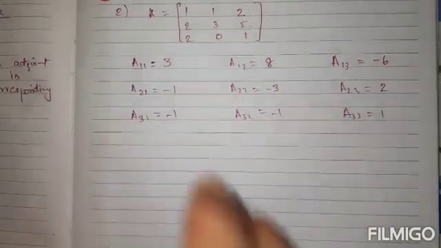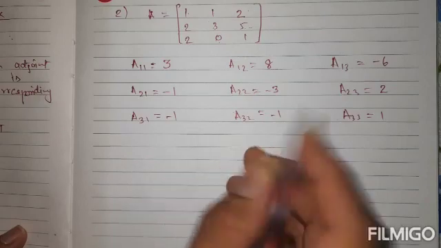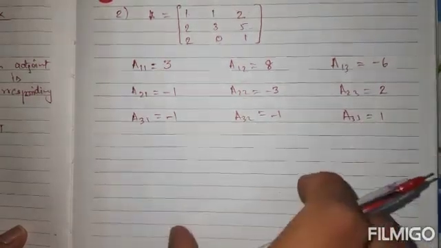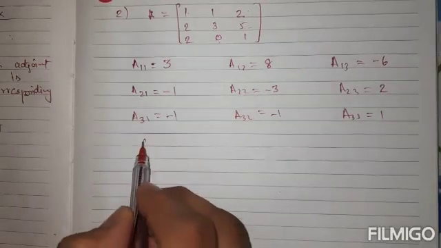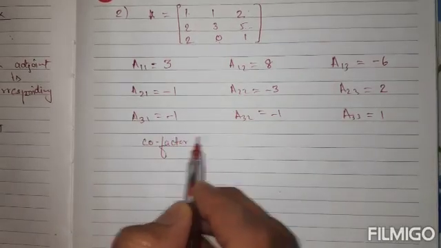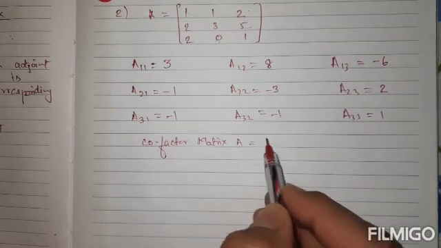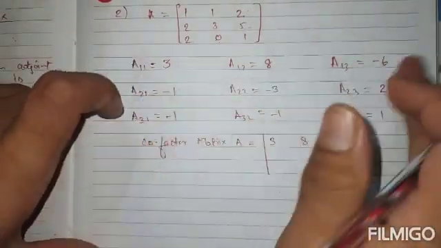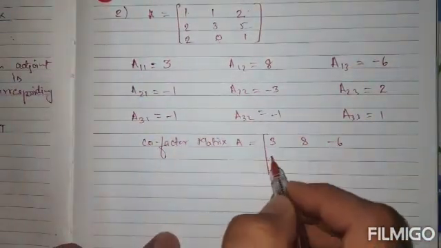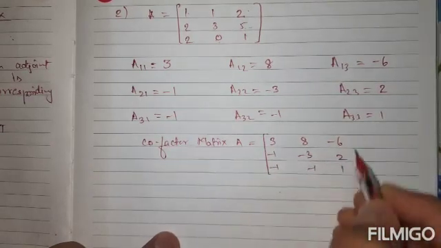So now these are all the cofactors. If we arrange these elements in a matrix at their corresponding places, this matrix is called the cofactor matrix of A. It is a 3 by 3 matrix: 3, 8, -6; -1, -3, 2; -1, -1, 1.